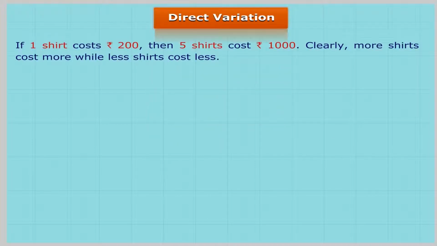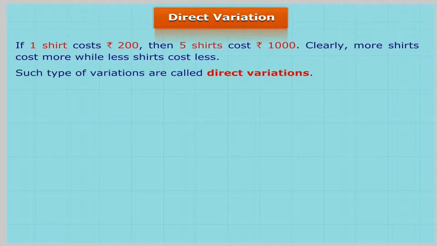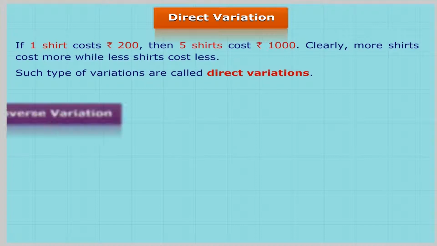Direct variation. If one shirt costs rupees 200, then 5 shirts cost rupees 1000. Clearly, more shirts cost more, while less shirts cost less. Such type of variations are called direct variations.